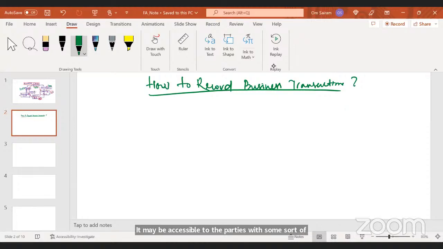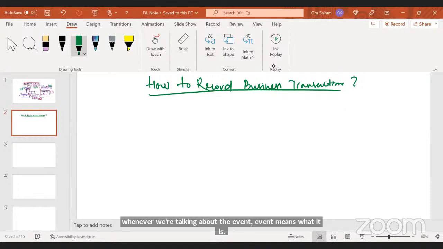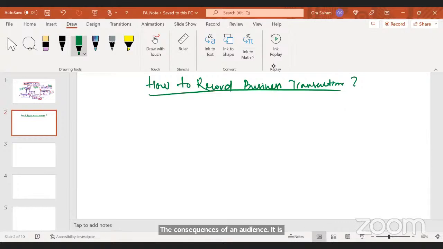And whenever we are talking about an event, what does it mean? It is the consequence of an occurrence. It is not a transaction. There is a difference between transactions and events. A transaction is the performance of an economic activity, an exchange between the parties with some sort of consideration, and that must be reflected in terms of money. But an event is the consequence of an occurrence, or we can say the consequence of a happening. What happens inside the business? Because there are so many things that happen inside the business.